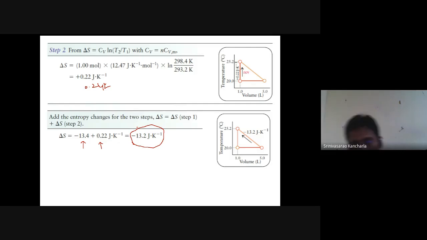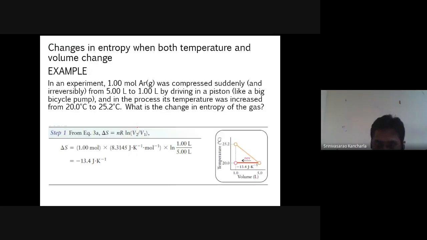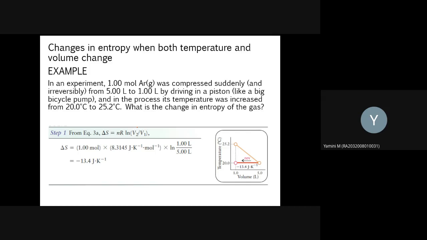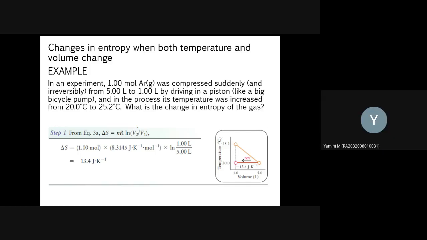So can you please go back to the previous slide? Yes, please. You are copying? No, sir. Any doubt? No, sir, I'm trying to understand the question. Okay, okay.